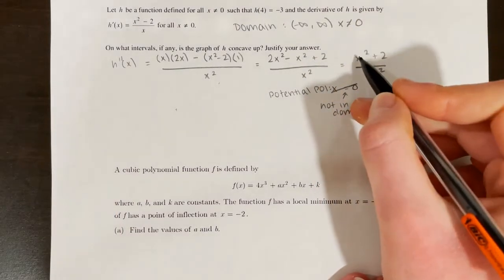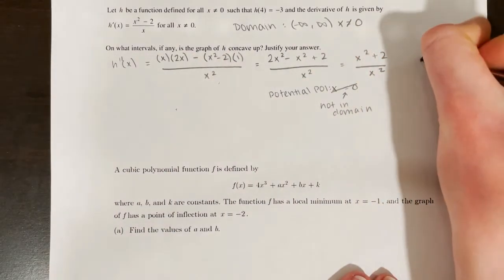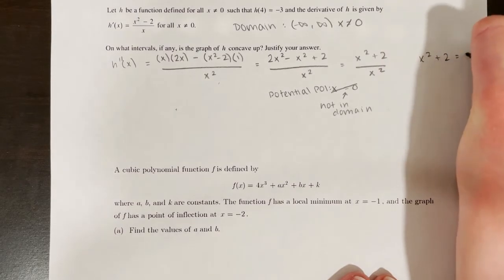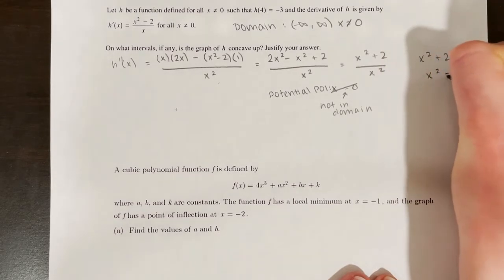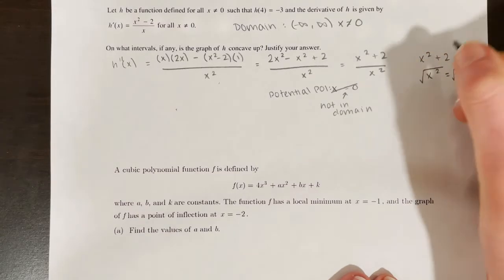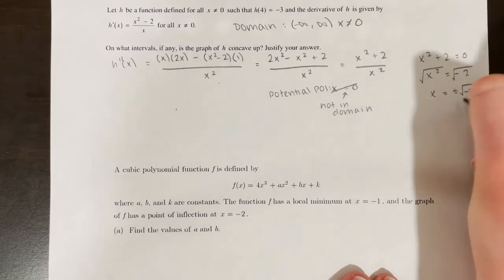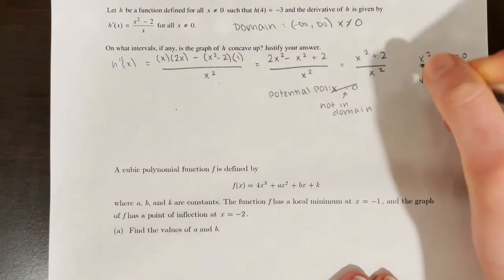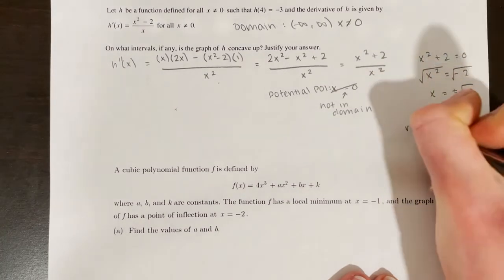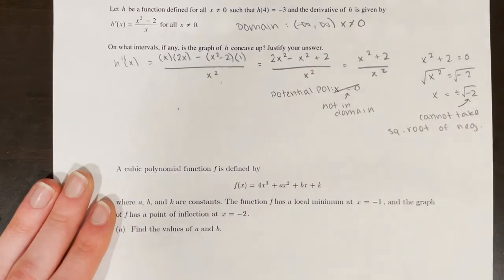If I set my numerator equal to 0, I would be making h double prime of x equal to 0. So that's what I'm going to do. I'm going to say x squared plus 2 is equal to 0. This gets me x squared equals -2. But then if I take the square root of both sides, what I'm getting is that x is equal to plus or minus the square root of -2, which does not exist because you can't take the square root of a negative number. This means that I have no points of inflection. I only have a domain issue.